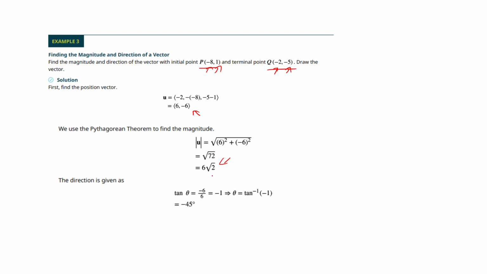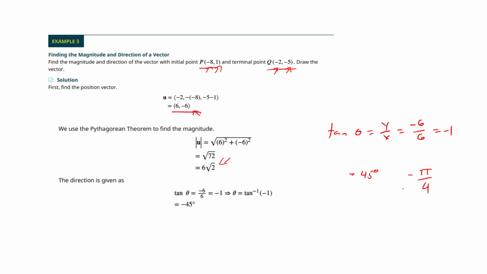Now, how about the direction? All we're going to need to do is the tangent of theta. If my position vector is (6, -6), tangent of theta is y over x, so I'm just going to make it negative 6 divided by 6. We're looking for what angle creates a tangent of negative 1. Well, if you did this on your calculator, you're going to get negative 45 degrees, or negative pi over 4.